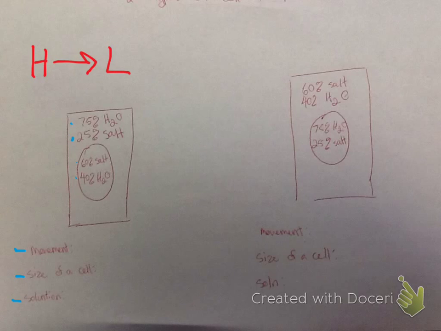So let's look. Where do we have a higher amount of water? Well, we have 40% inside and we have 75% outside. So that means we have more water on the outside, so it's higher. So that means water is going to want to move into the cell. So what's the movement of water? It's in. Now, let's think about our cell. What's going to happen to the size of the cell? Well, if we have something moving into it, then it will probably grow or get larger.